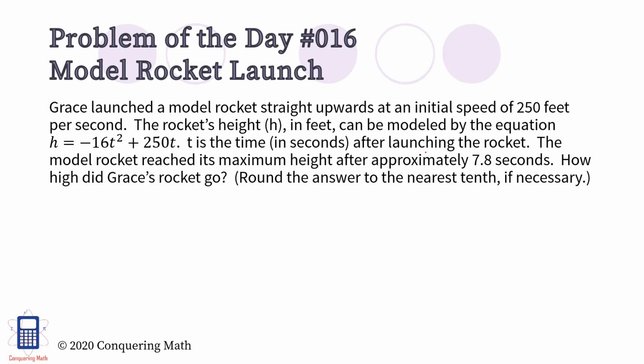Problem of the day number 16, model rocket launch. Grace launched a model rocket straight upwards at an initial speed of 250 feet per second. The rocket's height, h, in feet, can be modeled by the equation h equals negative 16t squared plus 250t. t is the time in seconds after launching the rocket. The model rocket reached its maximum height after approximately 7.8 seconds. How high did Grace's rocket go? When you're done, round the answer to the nearest tenth if necessary.